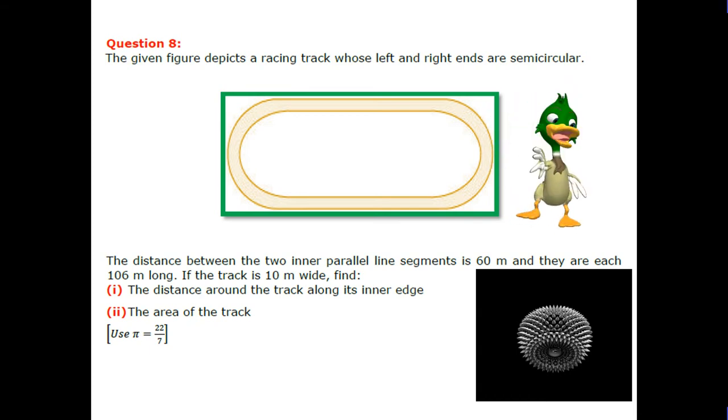Question number 8. The given figure depicts a racing track whose left and right ends are semicircular. The distance between the two inner parallel line segments is 6 meter and they are each 106 meter long. If the track is 10 meter wide, find the distance around the track along the inner edge and the area of the track. Pi is equal to 22 upon 7.